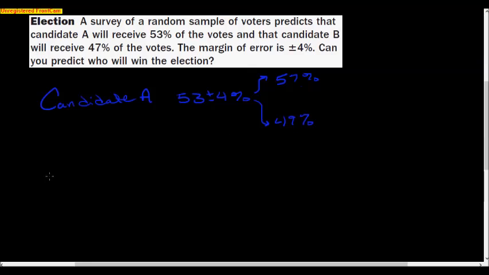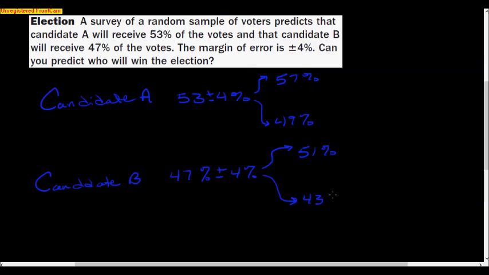Candidate B, same thing. Candidate B, they said, is going to get 47% plus or minus 4%. So he could go up, or she could go up to 51%. I just took 47 plus 4. Or they could go all the way down to 43%. So the question is, can you predict who will win? Well, no, you can't, because this person could get 56%.